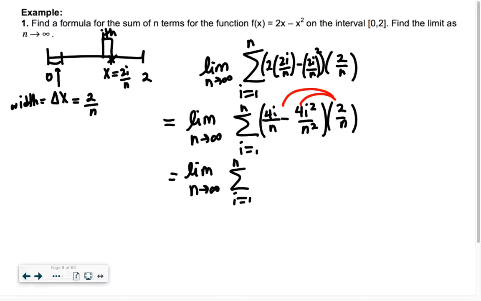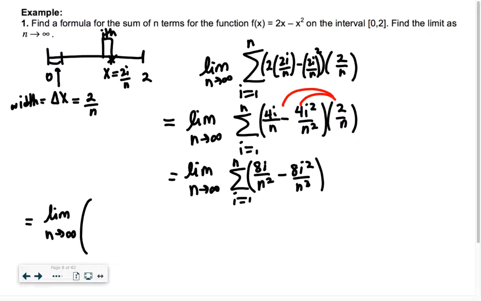So the sum from i equals 1 to n of 8i over n squared minus 8i squared over n cubed. And then I'm going to break apart my sigma. So I'm going to have the first sigma. What am I going to be able to pull out of the first sigma? What can I pull out of this? Yeah, the 8 over n squared. And I'm left with the summation of i. And then the second one I can pull out the 8 over n cubed, and I'm left with the summation of i squared.